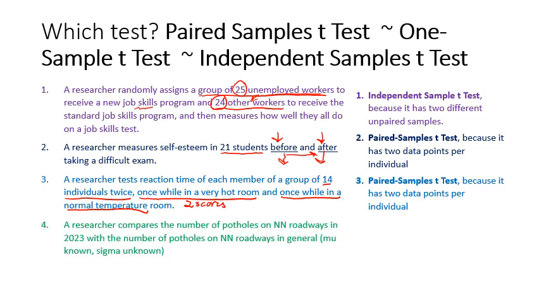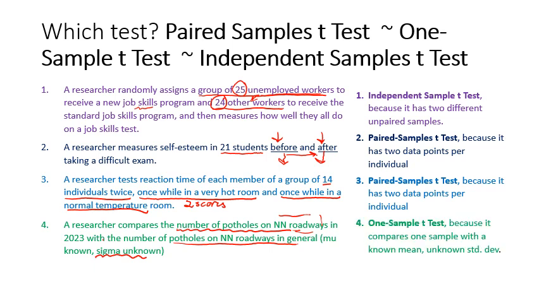Next, a researcher compares the number of potholes on Navajo Nation roadways in 2023 with the number of potholes on Navajo Nation roadways in general. And mu is known, sigma is unknown. And so in this case, we're comparing one sample, right? Each roadway is going to have a number of potholes on it. So one sample, and we're comparing it with the number on roadways in general. And the big kicker here is that sigma is unknown. If sigma was known, it would be a z-test, but because it's unknown, we have a one sample t-test.